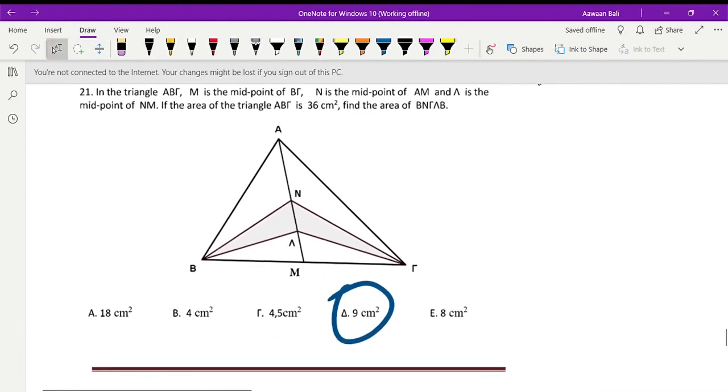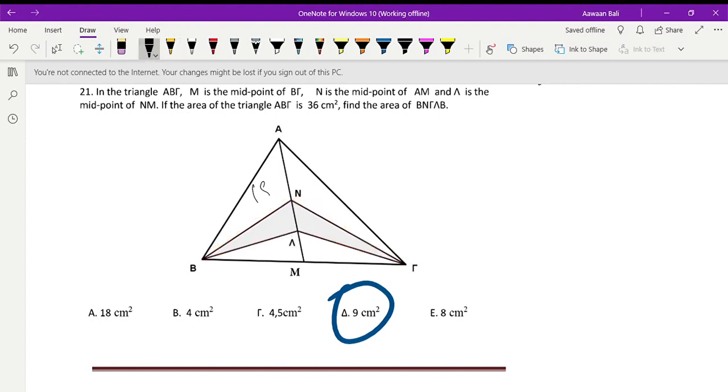Question number 21. In the triangle alpha, beta, gamma, M is the midpoint of beta, gamma, basically here. N is the midpoint of alpha, M, so basically there's N here. And lambda is the midpoint of NM. So here, basically. Now, if the area of the triangle alpha, beta, gamma is 36 centimeters squared, so the whole triangle's area is 36 centimeters squared. Find the area of the shaded part here, which is this. Wait, let me outline that. It's basically this. So what we have to do is easy.